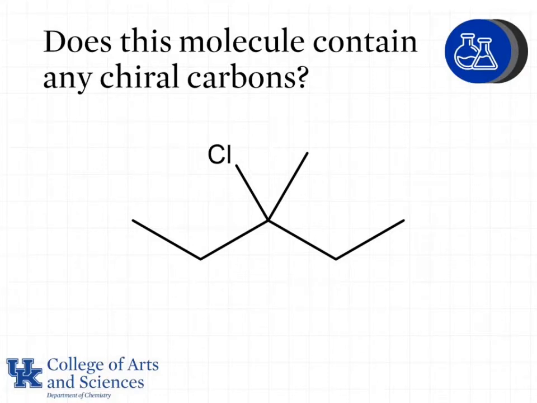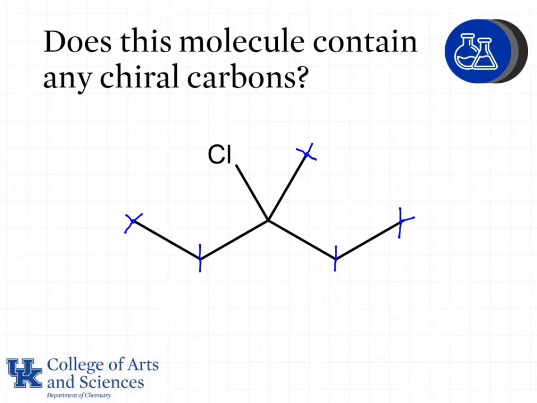Does this molecule contain any chiral carbons? The first thing we want to do is draw in our hydrogen atoms because that will help us eliminate possibilities for chiral carbons. I see that most of the carbons have multiple hydrogen atoms attached, therefore none of those carbons can be considered chiral, because even if there are two hydrogens, I now have two groups that are the same, which eliminates the possibility of it being chiral.